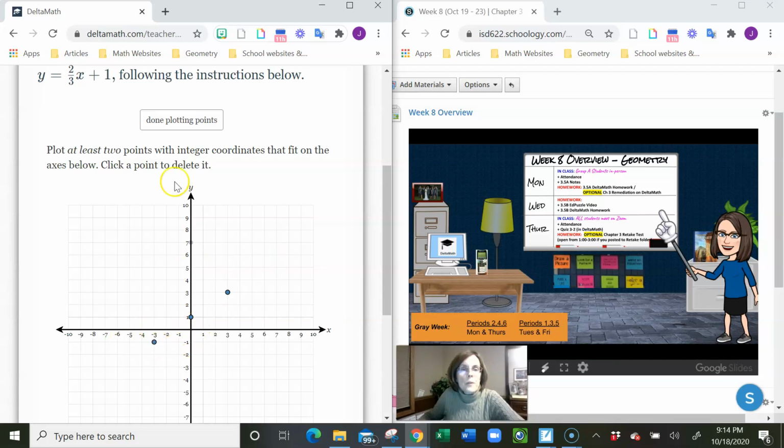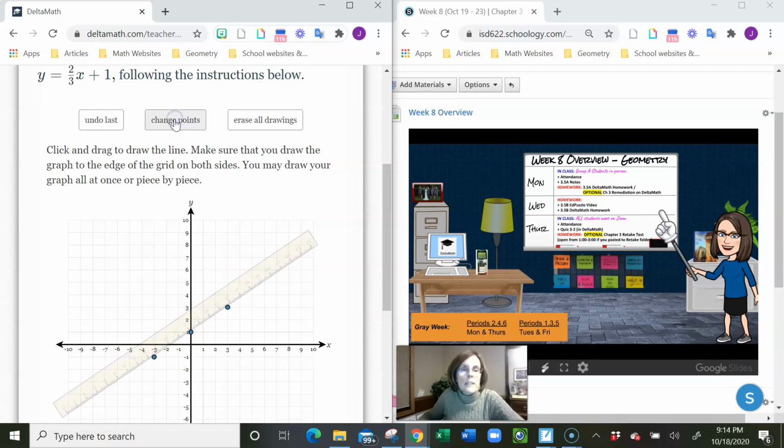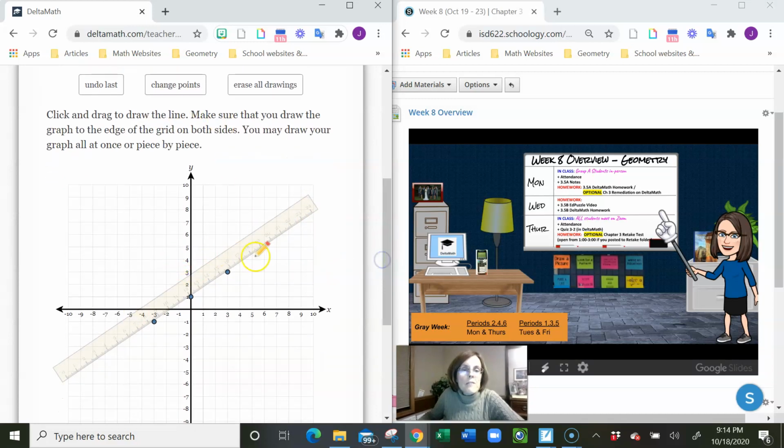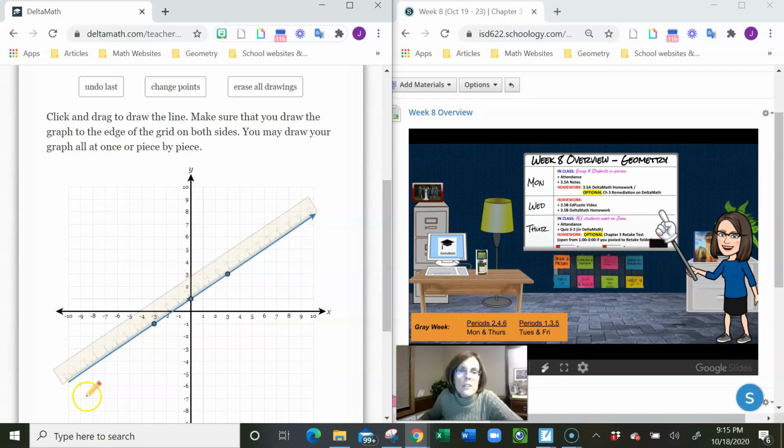Once I've got 2 or 3 points, I'm going to say I'm done plotting, and they'll put a ruler over those points. If those points don't all line up, then you go back and change your points. So then they're telling me to click and drag the line. I need to draw my line from edge to edge or it will be counted wrong. So I'm going to take this from one edge and I'm going to draw it. You need to make sure that you do it until you get 2 arrows.